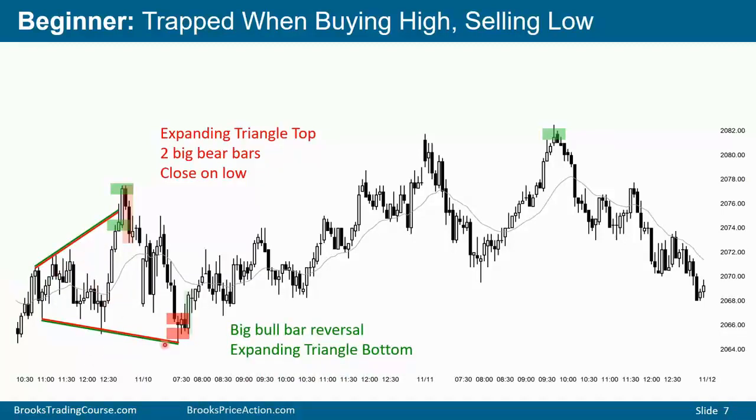And at the bottom, expanding triangle tops usually lead to expanding triangle bottoms, and that's what we had here. So rather than selling here, hoping for a successful breakout, it makes more sense to look to buy a reversal up.